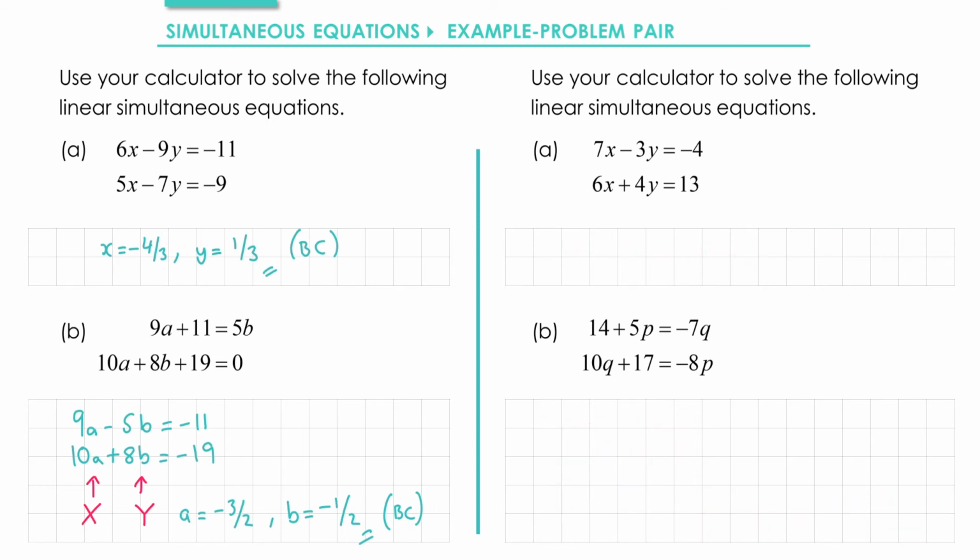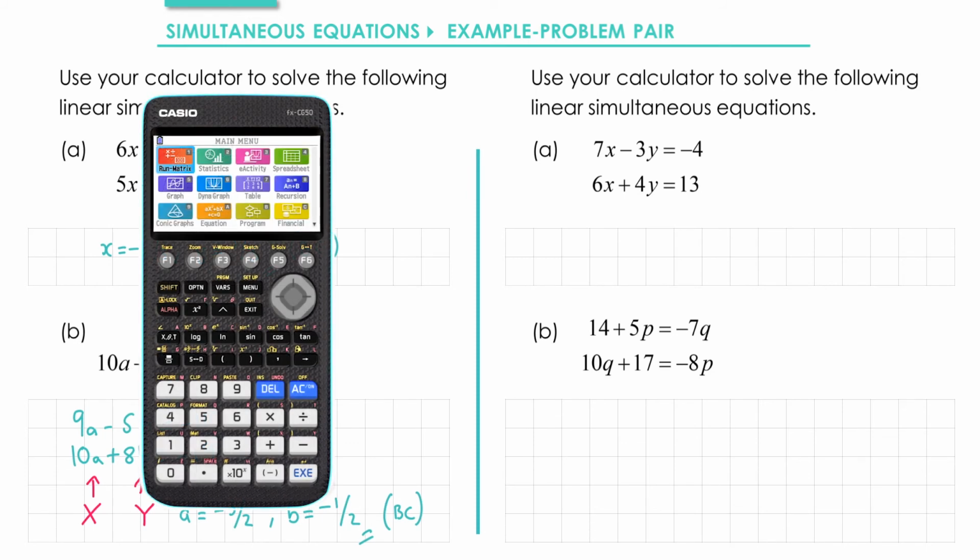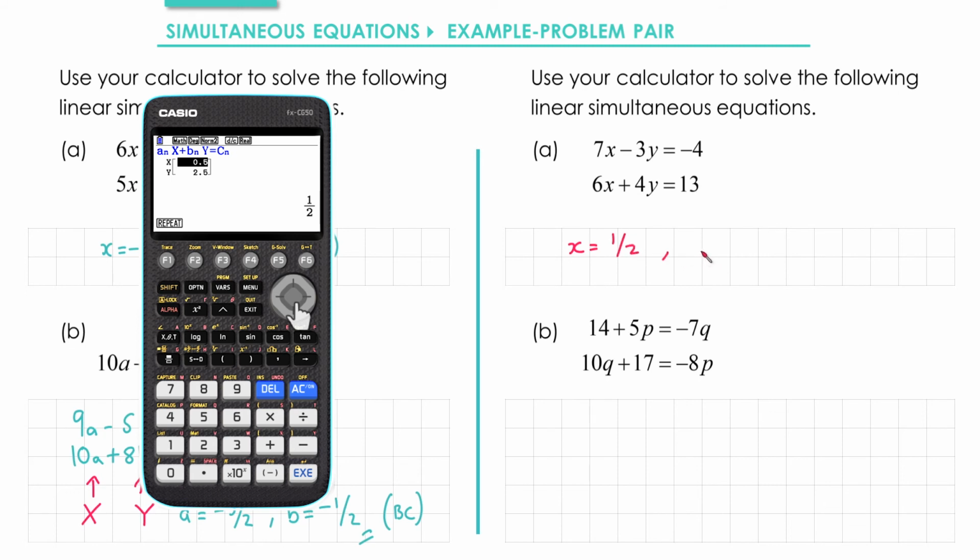So in part A, our equations are already in the correct form. So we go into equation mode. We choose simultaneous, and the number of unknowns is 2. We enter 7, negative 3, and negative 4. We enter 6, 4, and 13. And we get x equals 1/2 and y equals 5/2.